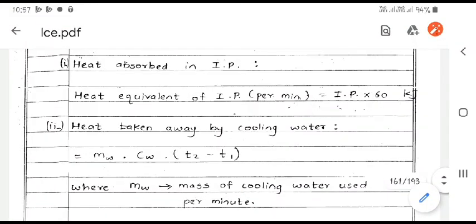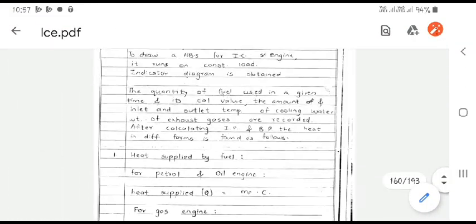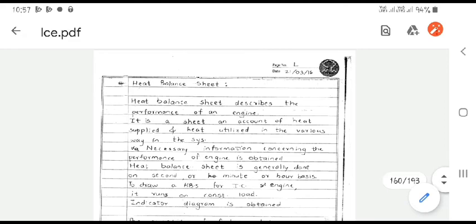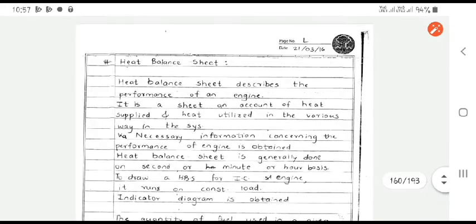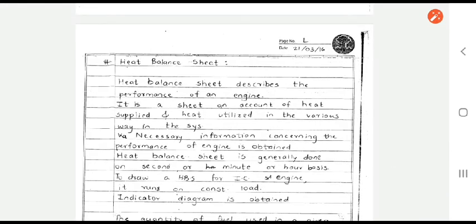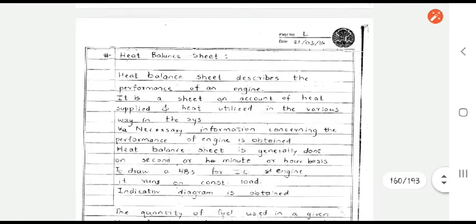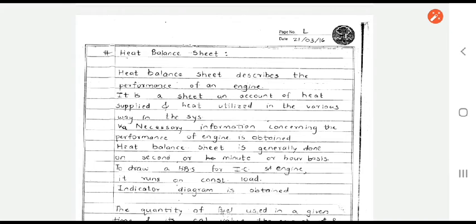Today we are going to discuss a very important point in the testing and performance of an IC engine, that is the heat balance sheet. In earlier videos, we have already discussed the different performance parameters, the different definitions along with their different formulas. Here we are going to understand the meaning of the heat balance sheet, which is very important, and we have to solve different numericals that depend on it.